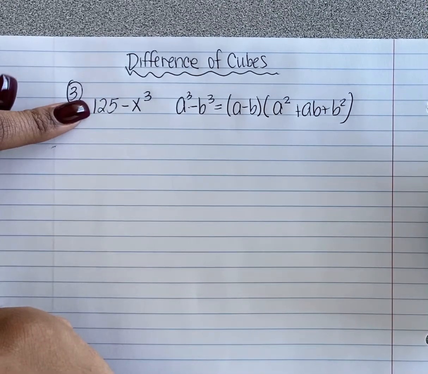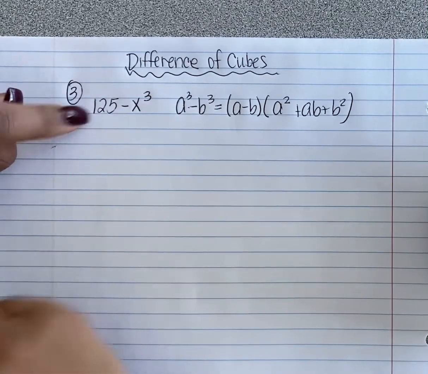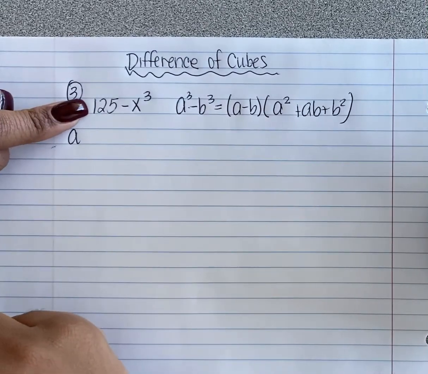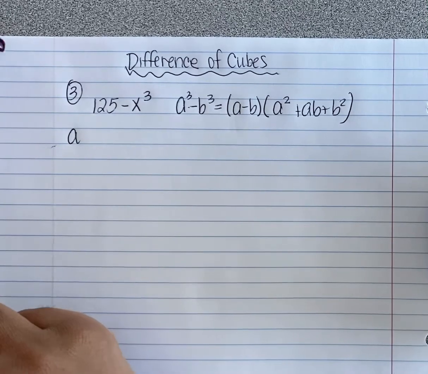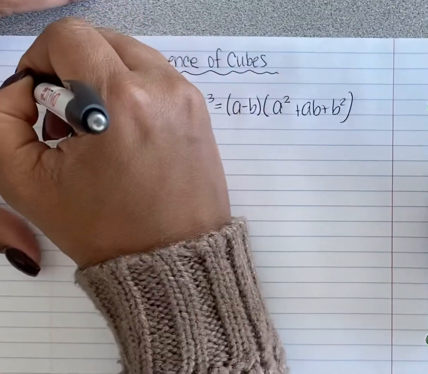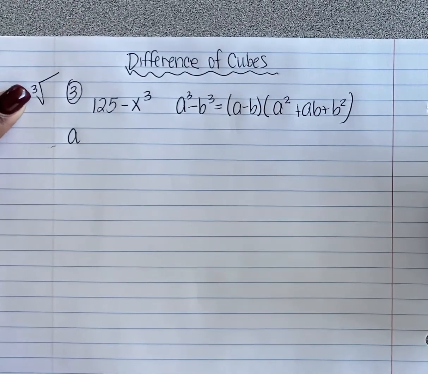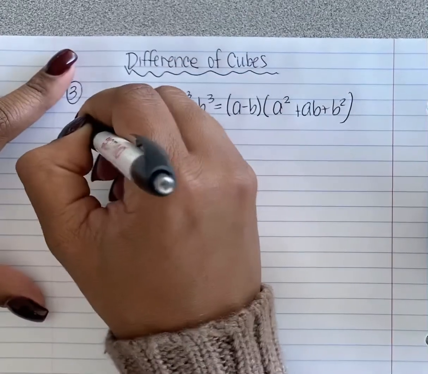And so we need to identify, well, what is a and what is b? In this case, right, a cubed, so a comes from this 125. And so a is going to be whatever I multiplied by itself 3 times to get 125. If you have your graphing calculator, you can always go into math and use that cube root button, which looks like this. You cannot do that on the Desmos calculator. So the cube root of 125 is 5.